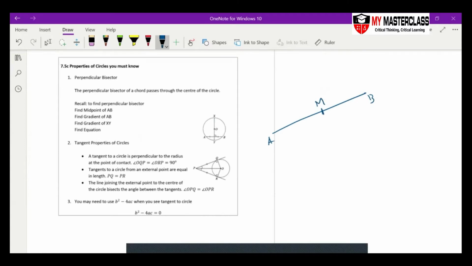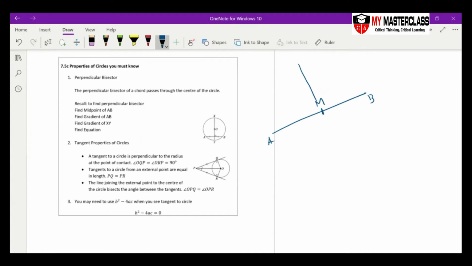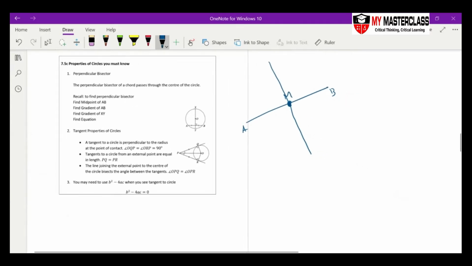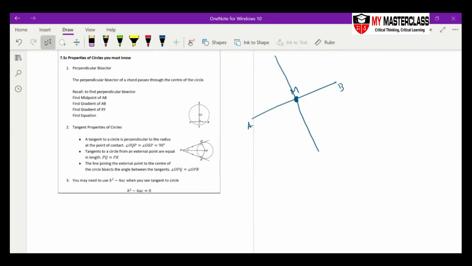Number two, we need to find the gradient of AB, so that the negative of the reciprocal of the gradient of AB will give you the gradient of the perpendicular bisector. Okay, and then the perpendicular bisector only passes through M. So you cannot use your A and B to find the equation. You can only use M to find the equation. That's one.